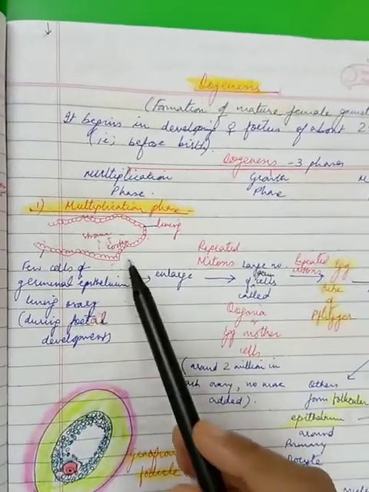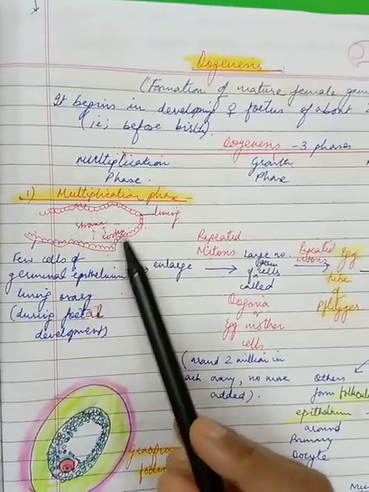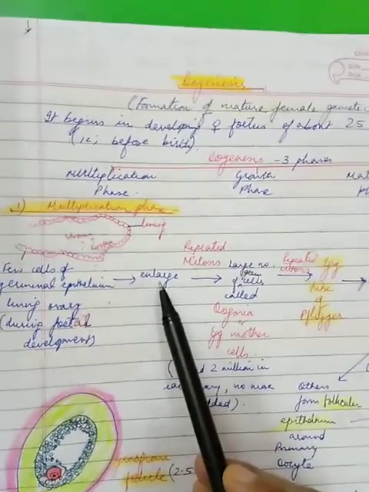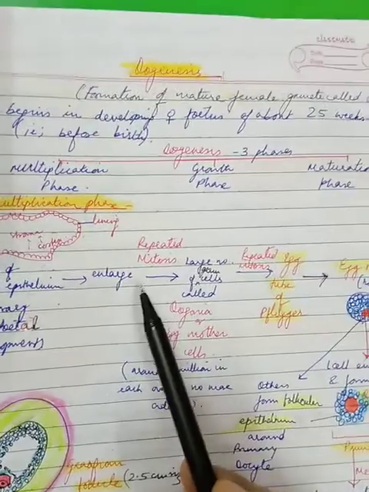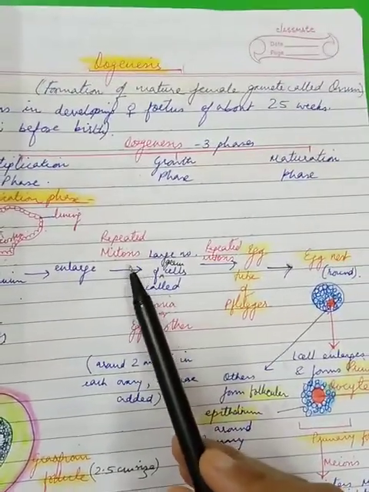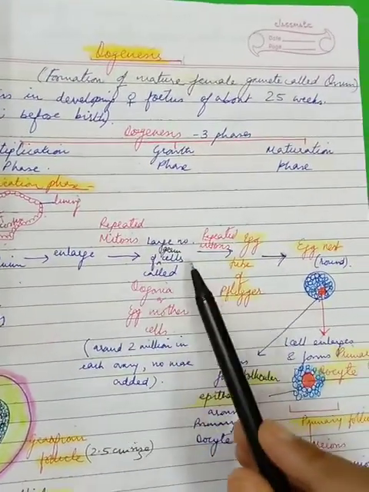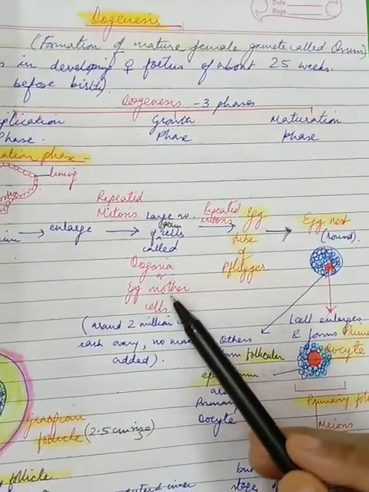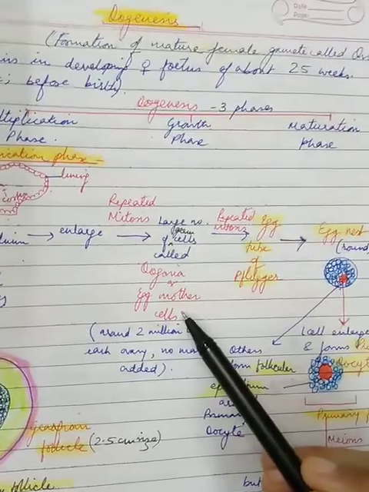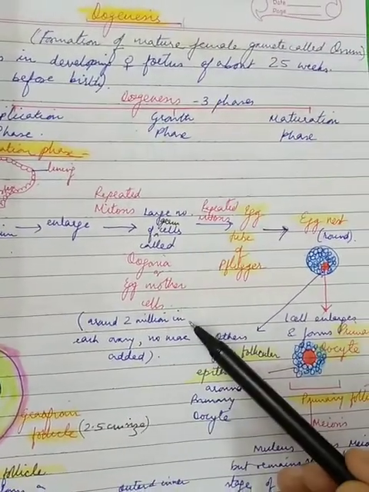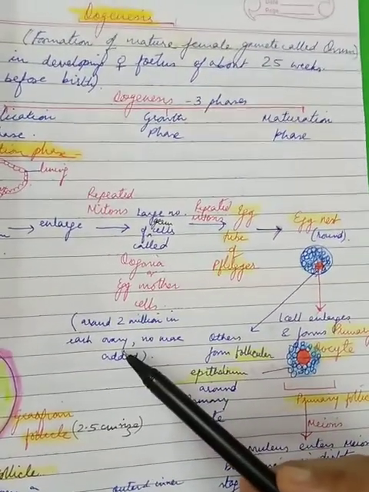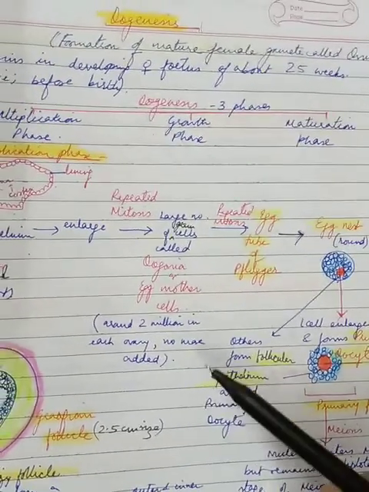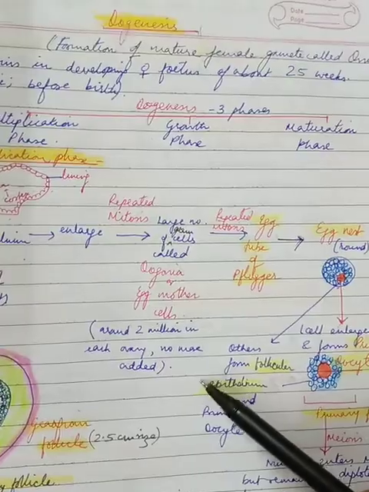All right? How does it happen? A few cells of the germinal epithelium enlarge, and here they undergo repeated mitosis and form a number of germ cells called oogonia, or the egg mother cells. There are around 2 million oogonia in each ovary, all right? And no more oogonia are formed or added in the ovary after birth.